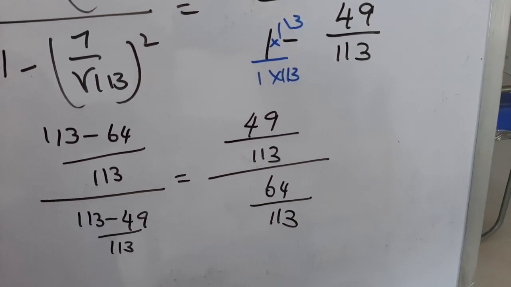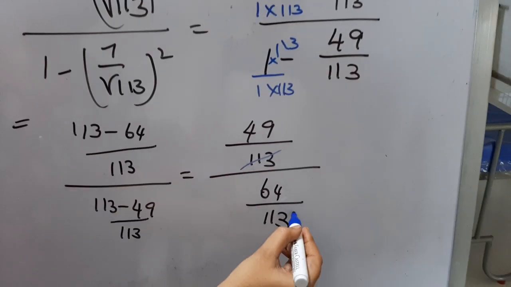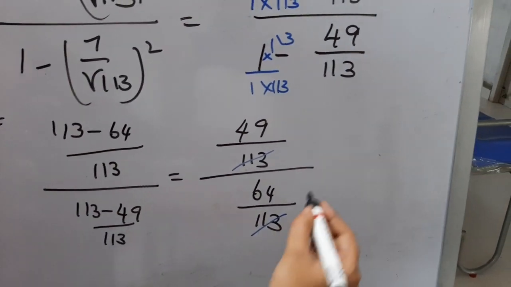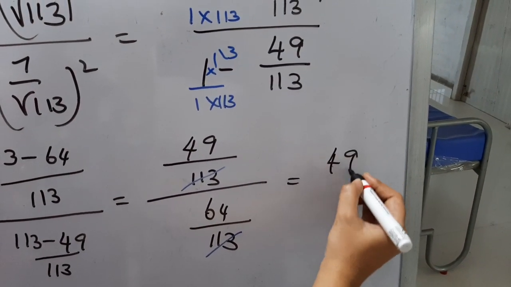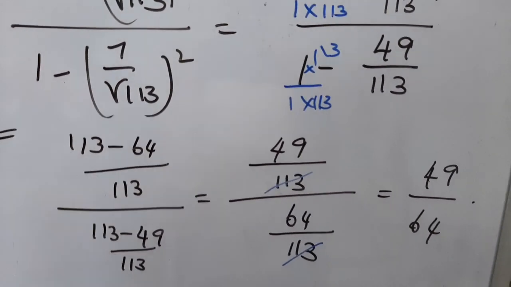Now in this we have a fraction in the numerator and a fraction in the denominator. In both, 113 is common, so I can cancel it. Now the value is 49 by 64. Thus we evaluated the sum.